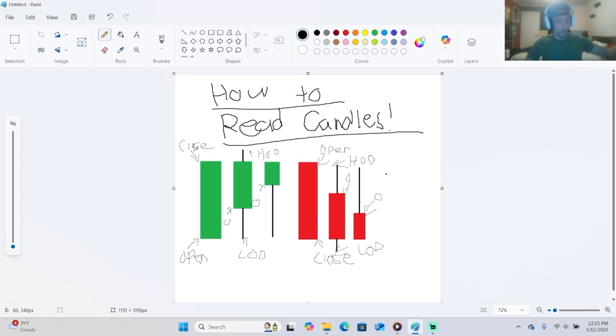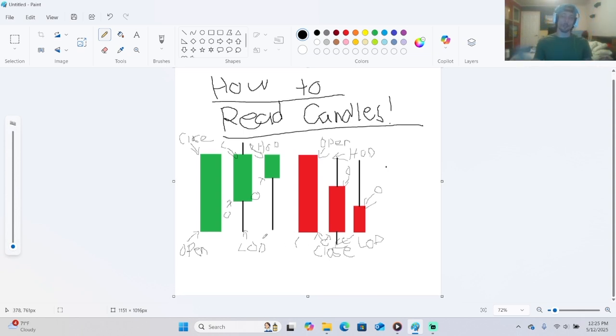And then close will always be at the very top of a bullish candle. See, I keep mixing up the bullish and the bearish, but it actually does matter. So the close will always be at the top. Mark that with a C. Mark that with a C. And then again, vice versa, the bottom will always be the close. So mark that with a C. Bottom, mark that with a C. I know it's getting a little bit hectic in these drawings here, but I'm pretty sure you guys get what I'm saying.